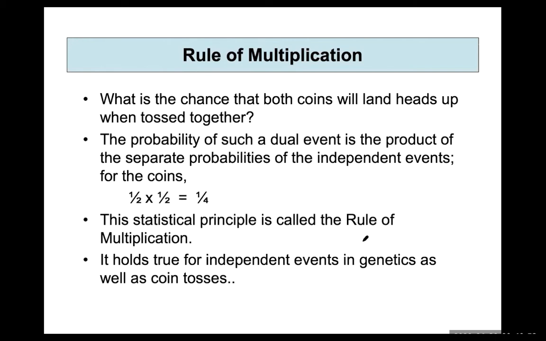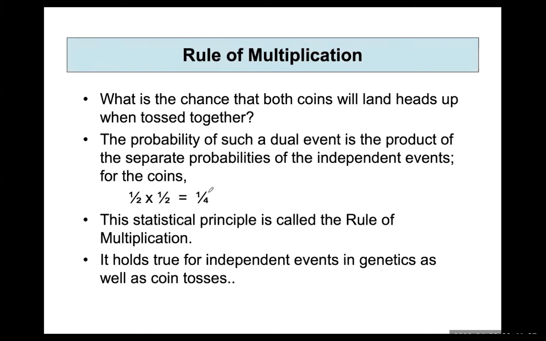If two coins are tossed simultaneously, the outcome for each coin is unaffected by the other coin. It's an independent event. So the probability of such a dual event is the product, the multiplication, of the separate probabilities of the independent events for the coin. Each event is taken as an independent event, and then you multiply so that you can get the probability of a dual event.